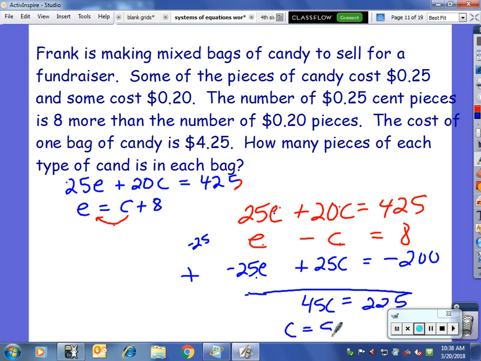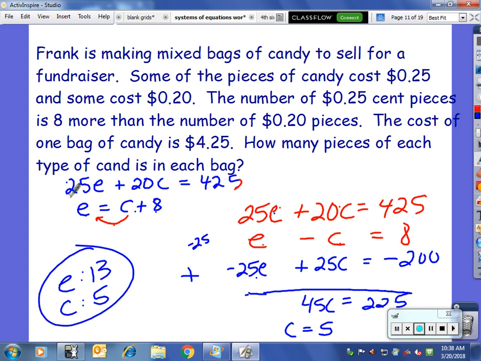So there are 5 cheap ones. And then the expensive ones are 8 more than that. So 5 plus 8 would give me 13 expensive ones. So you did the same thing I did, except you made the e's cancel. I made the c's cancel. All right, did anybody do substitution? And need to see it worked out? Substitution would give you the same answer as well. Are we okay with that one?